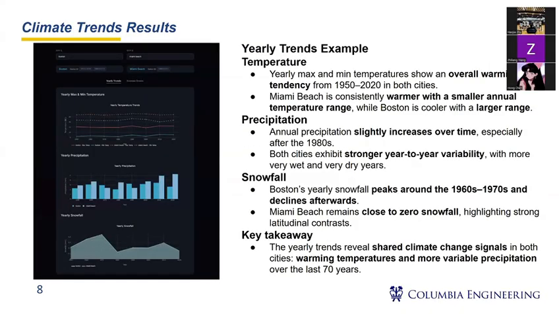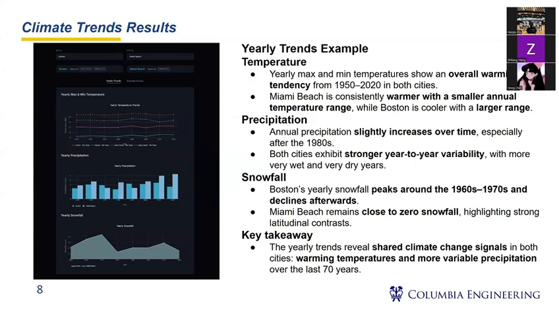Now the results. We show an example comparison between Boston and Miami Beach. For temperature, both cities show an overall warming trend from 1950 to 2020. Miami Beach is consistently warmer and its annual temperature range is smaller. Boston is cooler and its range is larger.